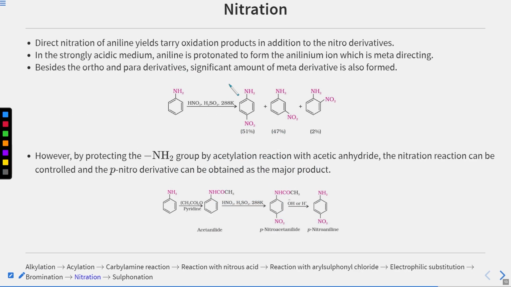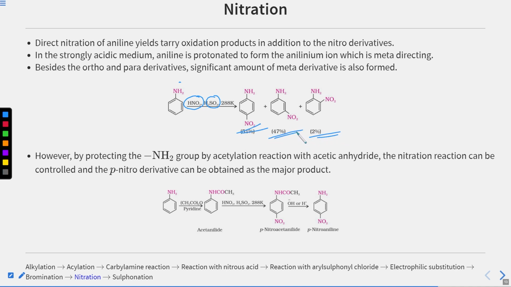So next is the nitration. What is nitration? You must have seen in the previous reactions that if we treat any substituted benzene derivative with HNO3 and conc H2SO4, then you get the nitro group at ortho and para positions depending upon the reactivity. If it is ortho-para directing, you will get the ortho-para product. If it is meta directing, you will get the meta product. Now, if you do the direct nitration of aniline, it yields tarry oxidation products in addition to the nitro derivative. So you can see a mixture has been formed here.